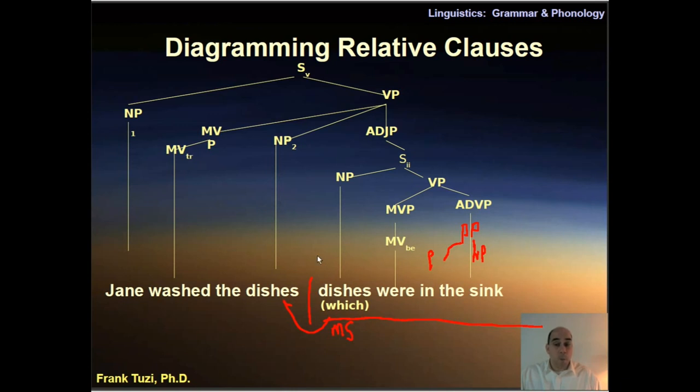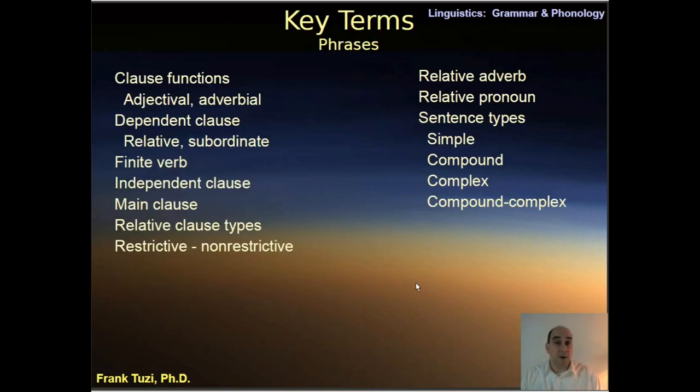So here's how we're going to diagram relative clauses. I've got no marker here this time, mind you, because which is the subject. It's going to be marker subject or marker object here. That's how you break it down. These are your key terms. If you do have any questions, please let me know. You should understand what all these parts are. And again, if you do have any questions, please let me know, and I'll talk to you later.